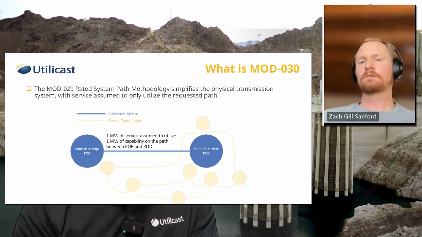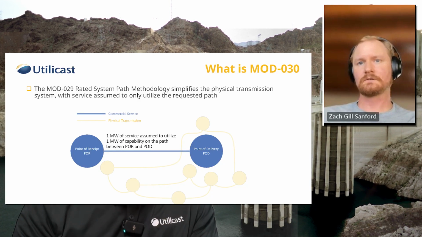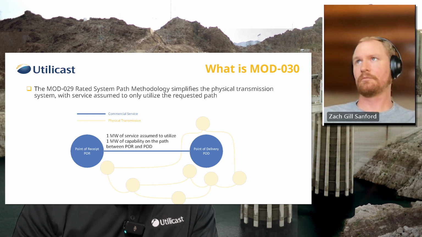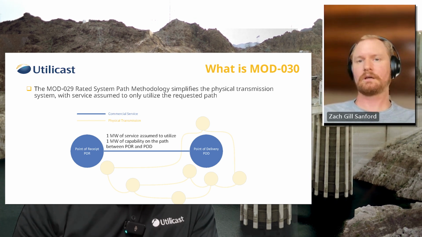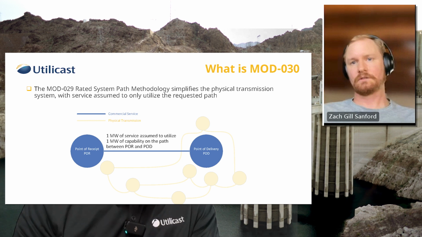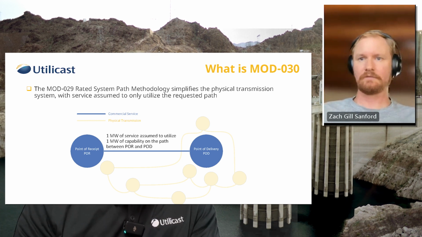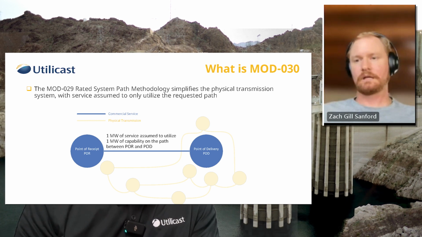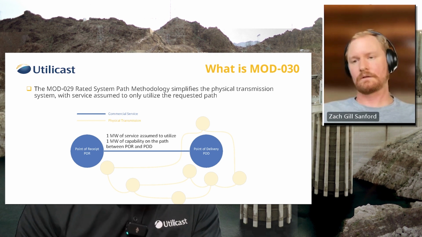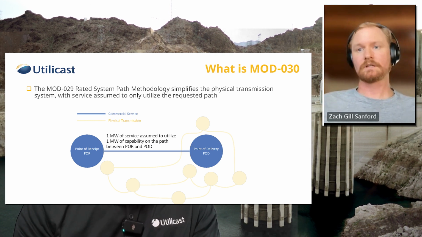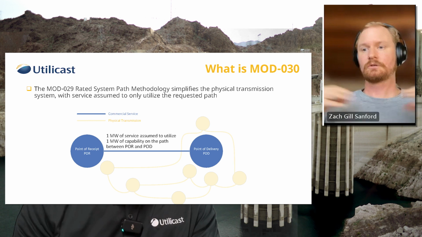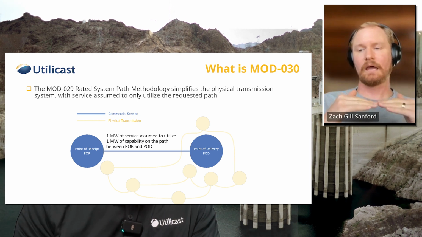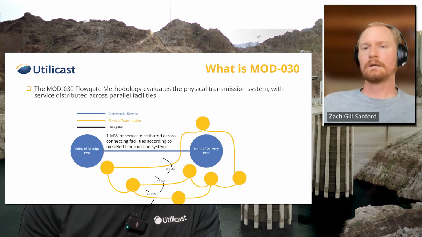Can you walk us through the high-level differences between MOD-29 and MOD-30? So MOD-29, as I mentioned, simplifies the physical system, and you essentially end up with service between a point of receipt and a point of delivery. So you're going from left to right. And MOD-29 assumes when you want 1 megawatt of service from the POR to the POD, you utilize a defined path. Go to the next slide.